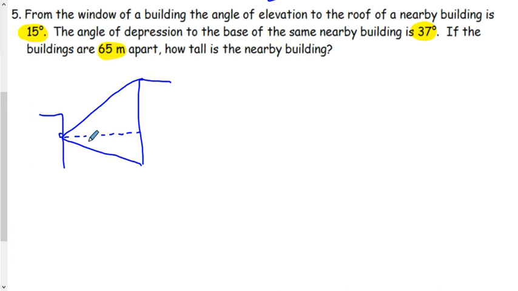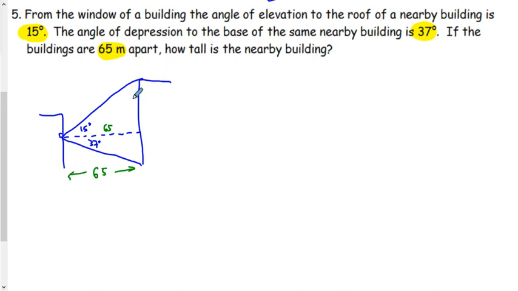Now, these are not going to be to scale. My angle up to the very top is 15 degrees, angle of elevation, horizontal upwards. My angle of depression downwards is 37 degrees. And I know that my buildings are 65 meters apart, like that to that. So that also tells me that this side is also 65, this dotted line here. Okay?